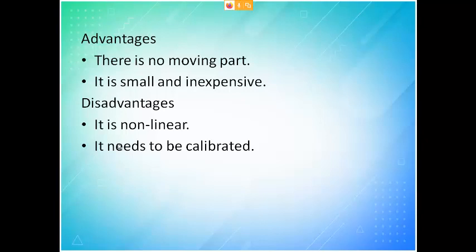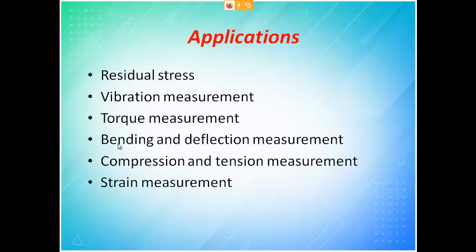So all these devices, when they are working in non-linear, to bring it to linear, we always go for calibration. So repeated calibration is required. One time calibration will not work. So when you bought it and kept it in your place, then year after year calibration is required. So repeated calibration is required in case of strain gauge. Applications: residual stress, you can identify the stress, then vibration measurement, then torque measurement.